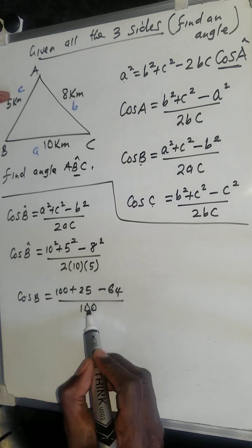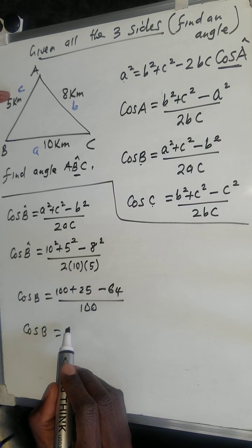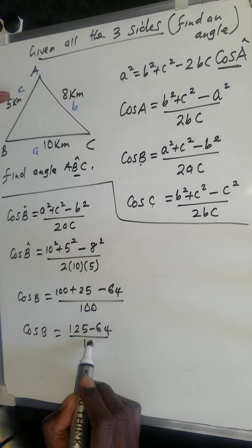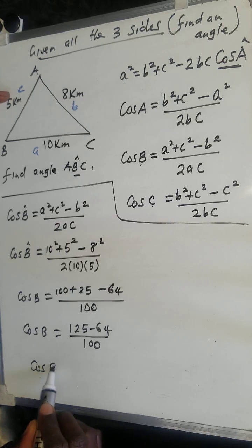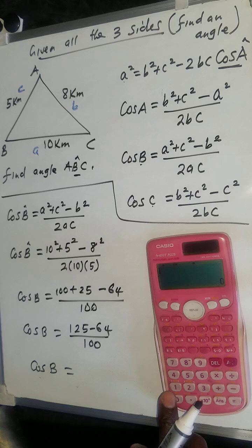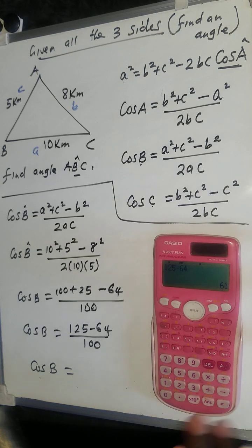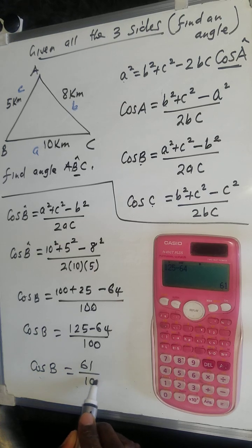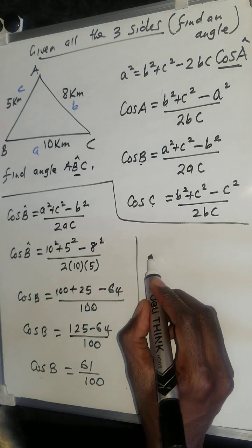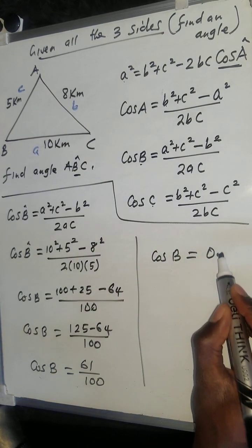Don't be tempted to cancel this and that, no. So cos B is equal to 100 plus 25 gives 125, minus 64, over 100. You work out what is on top there: 125 minus 64, we are getting 61, divided by 100. Of course, if you want, you can simplify, and say cos B is equal to 0.61.